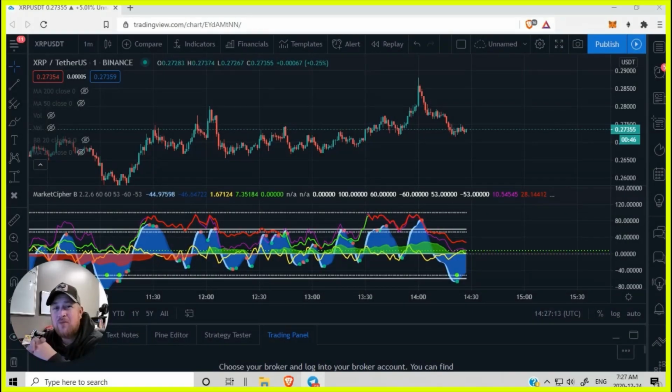So guys, welcome to the XRP USDT 1 minute chart. We are going to show you how to use the 1 minute scalp. This is good for quick bucks.